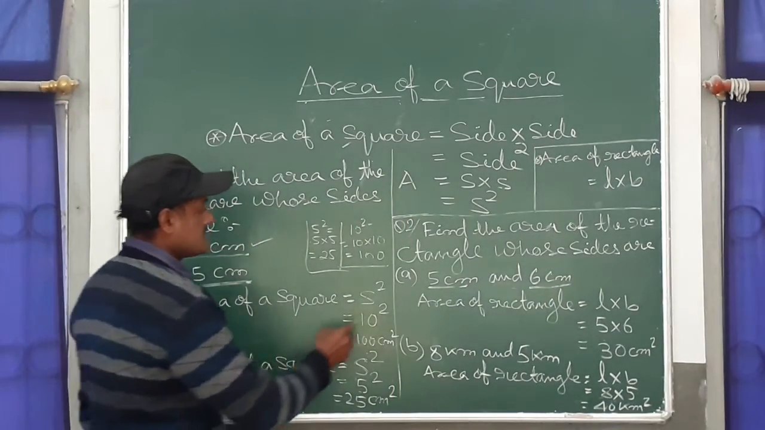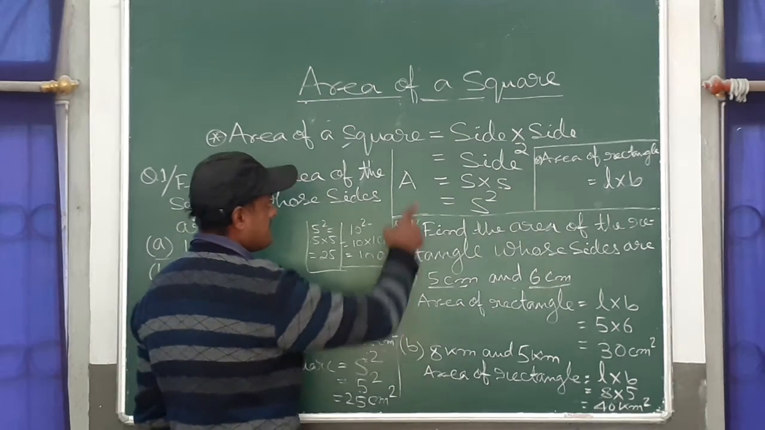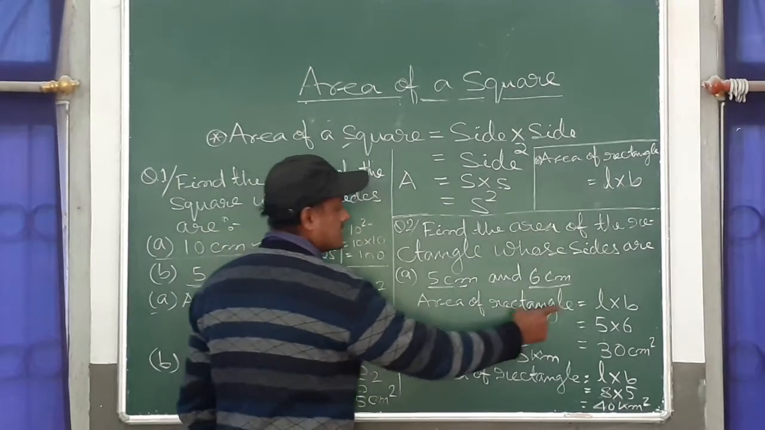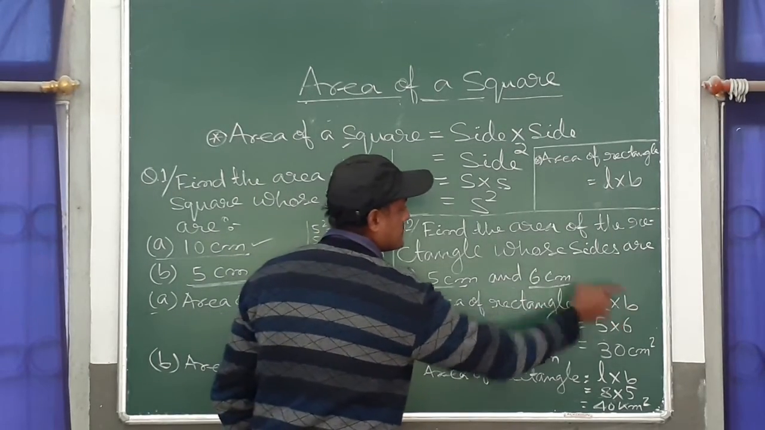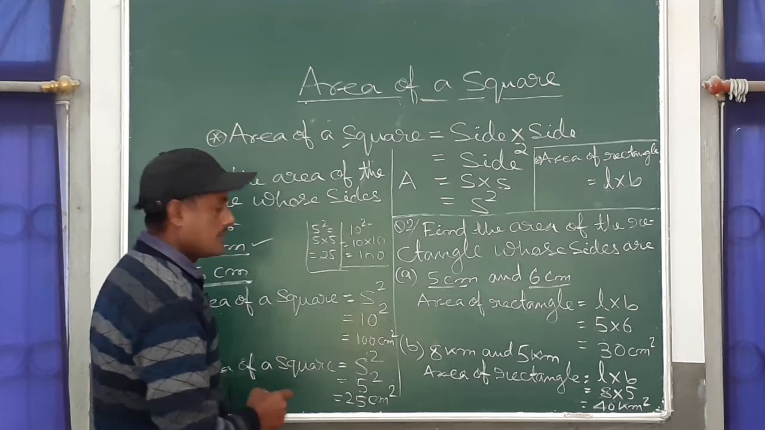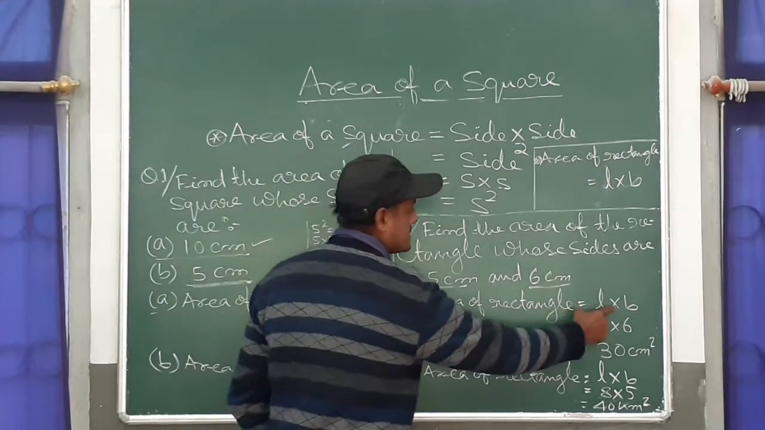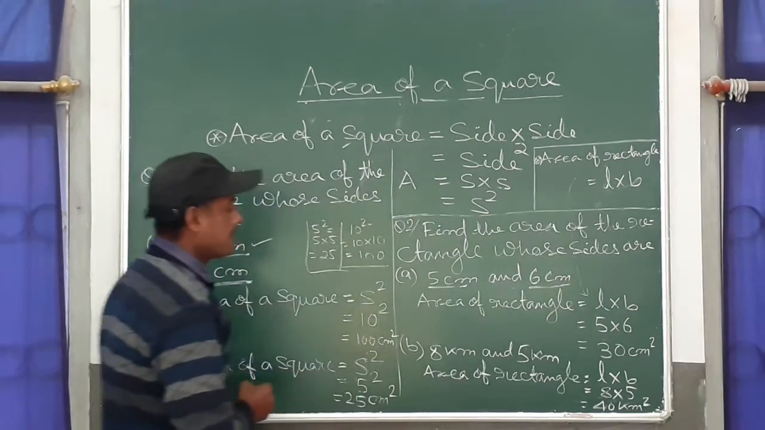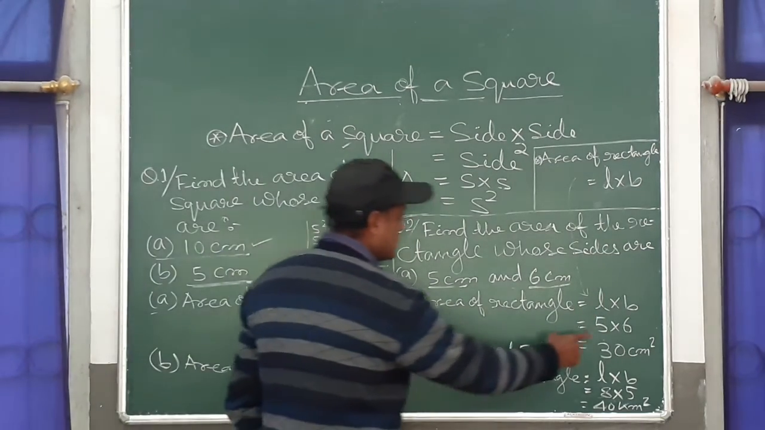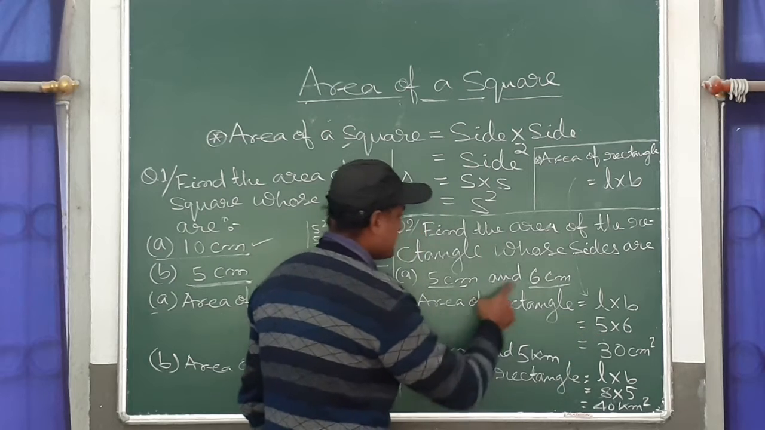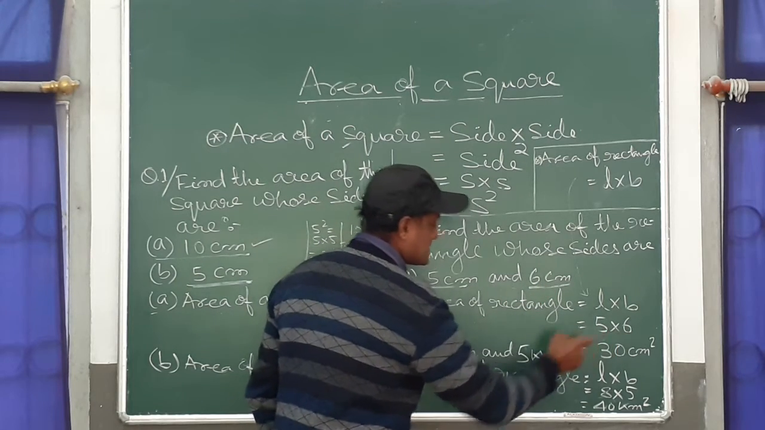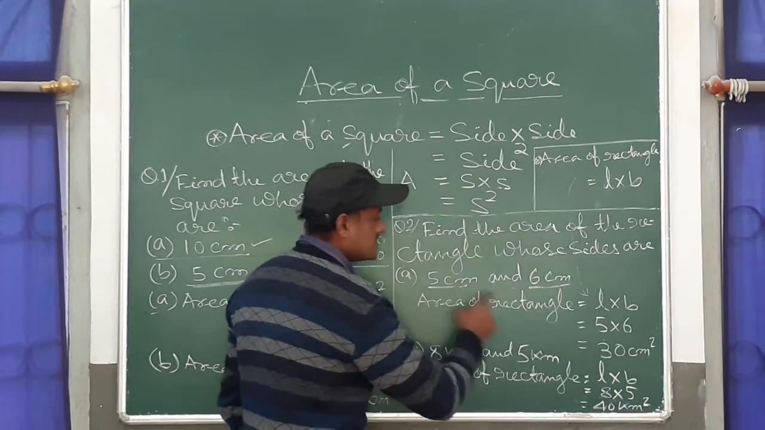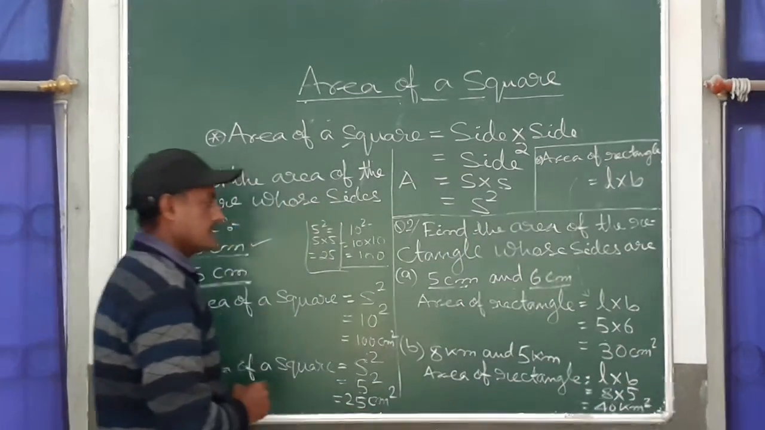So again in the same way we will write the formula, area of rectangle is equal to L into B, length into breadth. Area of rectangle is equal to length into breadth. Again we wrote the formula in the same way. Then what is the length? Length is given here 5 and breadth is given 6. So 5 6s are 30, and your unit is centimeter, so centimeter square.